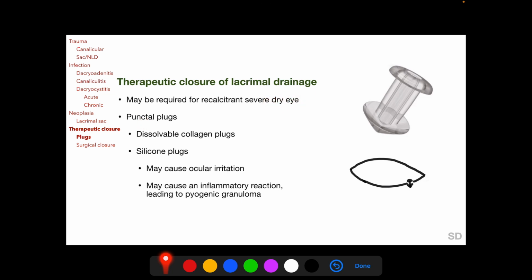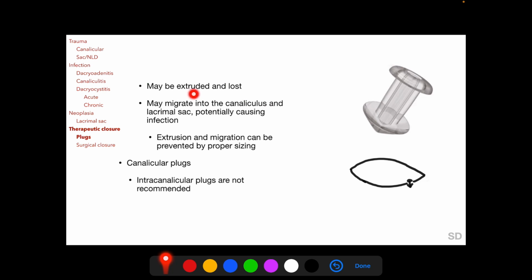punctal plugs can be used for this purpose. Dissolvable collagen punctal plugs, or more commonly silicone punctal plugs as shown here in this photograph, may be used. Silicone plugs can cause ocular irritation or an inflammatory reaction leading to pyogenic granuloma formation. Silicone plugs may be extruded or lost, and silicone plugs can migrate into the canaliculus and lacrimal sac, potentially causing infection. Extrusion and migration can be prevented by proper sizing of the silicone plug. Intracanalicular plugs are not recommended for therapeutic closure of the lacrimal drainage pathway.